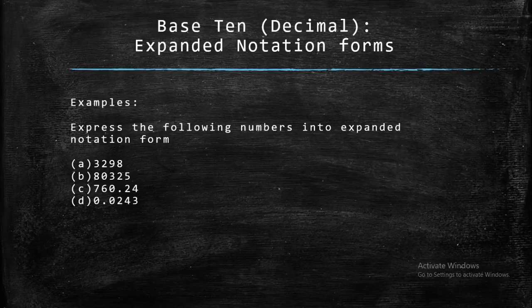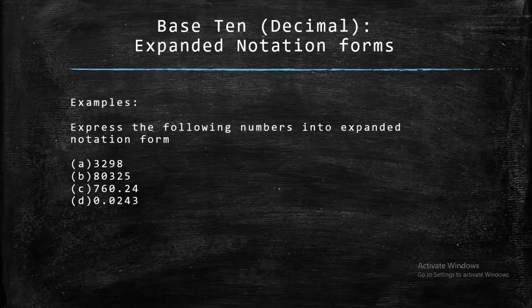What is this expanded notation form? That is what we are going to find out. So these examples: express the following numbers into expanded notation form. Expanded notation form is where we have a number and then we split it up into standard form. It's just an intro, it's just going to tell us that this is where the number stacks up, or this is where it stands.